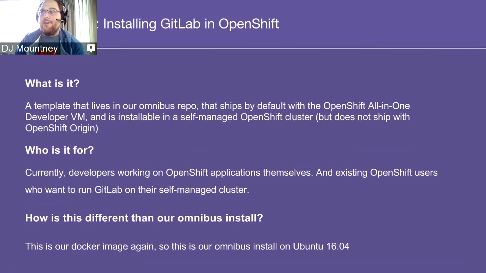When we were looking at building the template, there were already lots of examples of this if we searched Google. So our template is now an officially managed and supported version that those same people are going to be able to install. So how is this different from our Omnibus install? It's not different in that it still includes our Omnibus install. It's still running our Docker image, which is Omnibus on 16.04. It's just that plus a few more things.